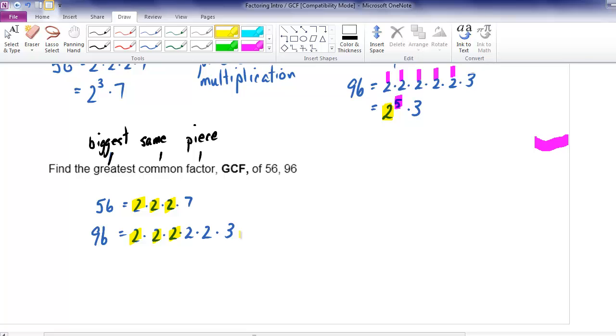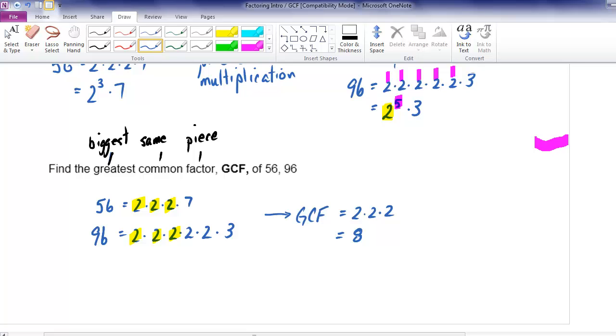And similarly on the bottom, we have another 2, another 2, and a 3, and we've used up all our factors above, so 56 does not have a fourth factor of 2, or a fifth factor of 2, or a factor of 3. So by highlighting, helping my brain, what this tells me is the greatest common factor of 56 and 96 is 2 times 2 times 2, which is 8. And again, what this says is 8 is the biggest number that goes into 56 and 96.